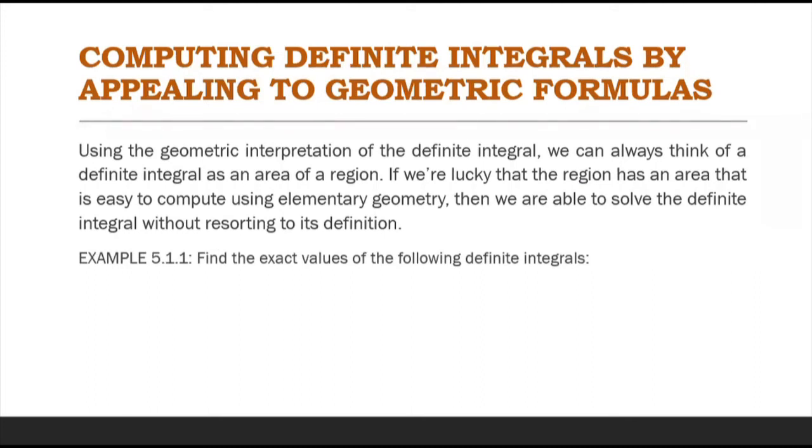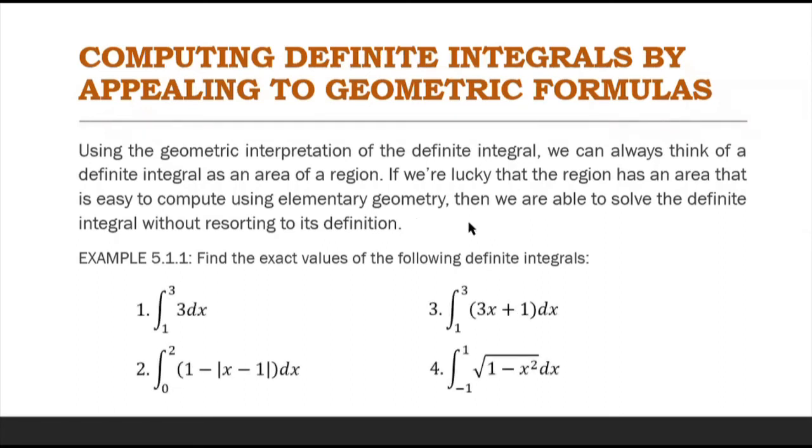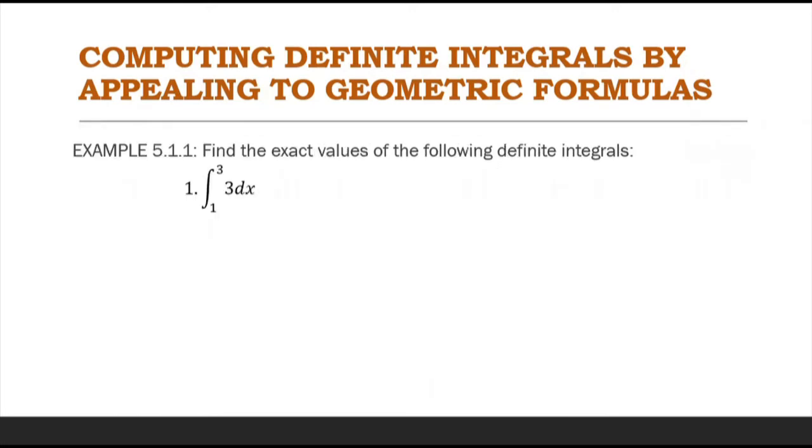Example 5.1.1. Find the exact values of the following definite integrals. Ito yung mga example natin. Number 1, integration of 3 dx from 1 up to 3. Number 2, integration of the quantity 1 minus absolute value of x minus 1 dx from 0 up to 2. Number 3, integration of 3x plus 1 dx from 1 up to 3. And the last, integration of square root of 1 minus x squared dx from negative 1 up to positive 1. So, isasayin natin itong mga definite integrals.